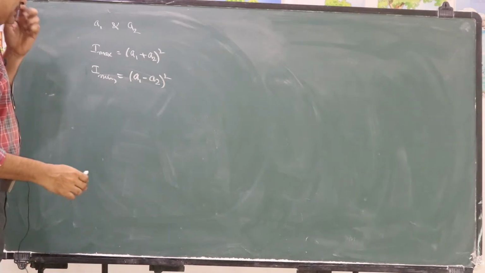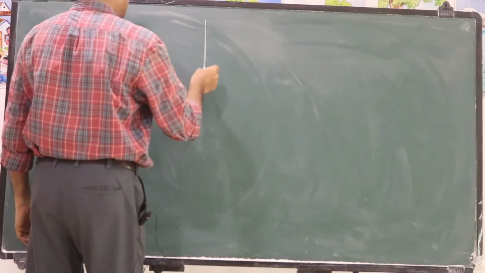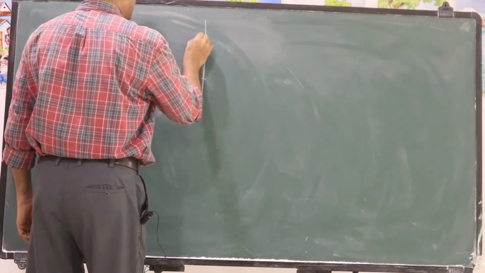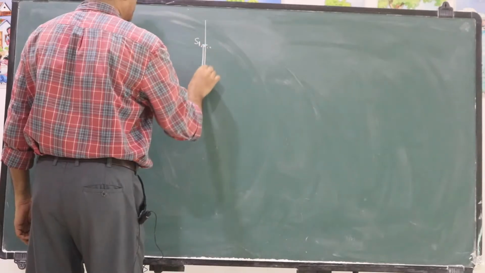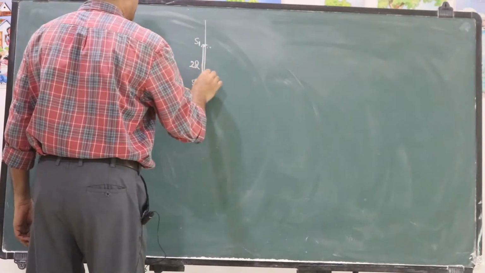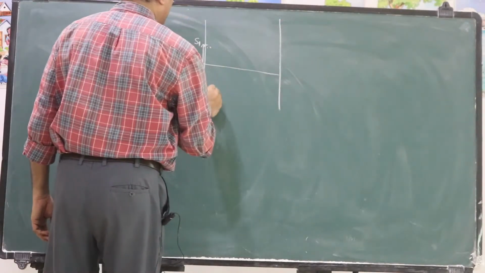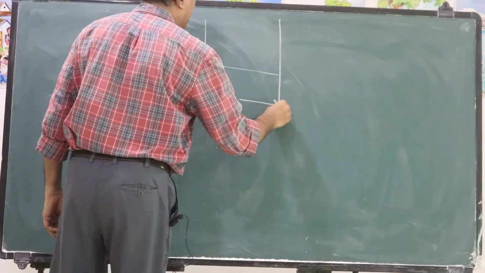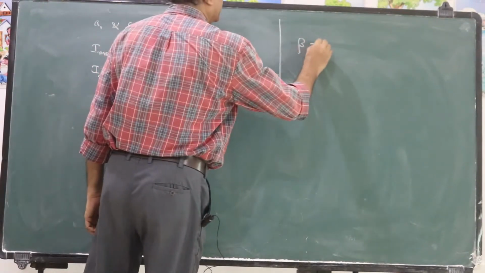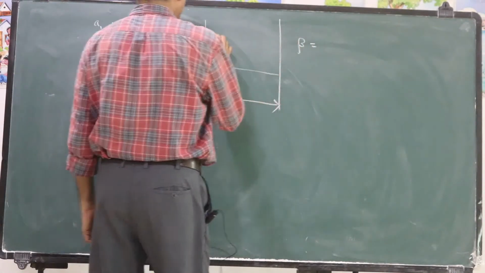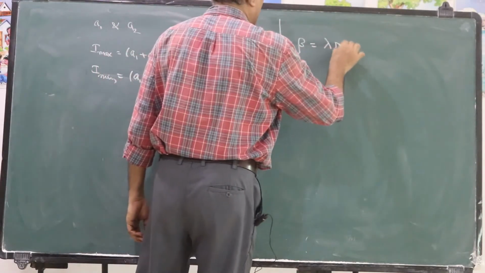And next, if the two slits S1 and S2 are separated by a distance 2d, and a screen is placed at a distance D, capital D, then we have the fringe width beta is equal to, if the wavelength of light is lambda, then lambda D by 2d.